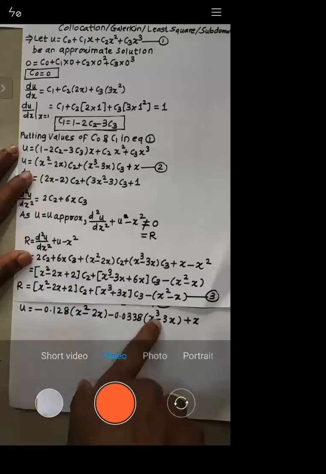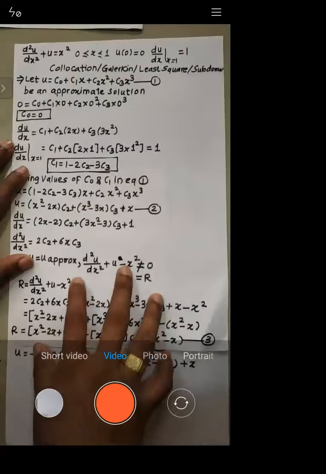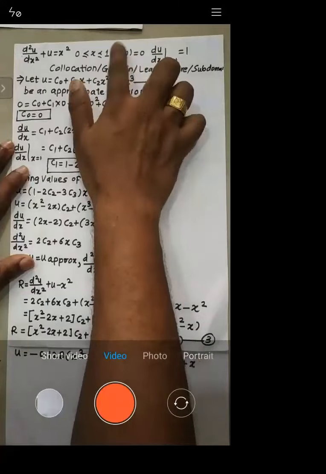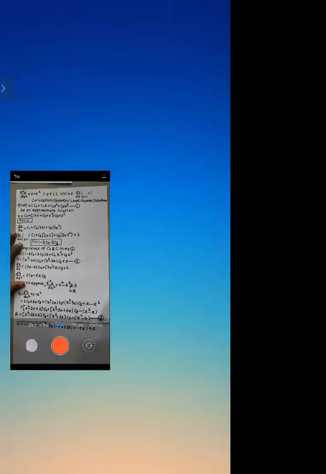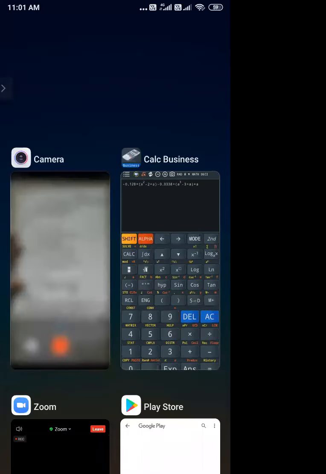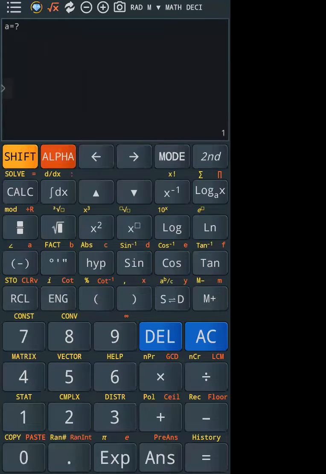Yes, sir. Okay. Now see, in this equation you put x as 0, the first boundary condition, and just see whether we are getting 0 or not. I'm solving it by putting x as 0. So see what answer I'm getting. Yes, sir. I'm getting 0. You can see this value. When I put x as 0, I'm getting its value as 0. Is it okay?